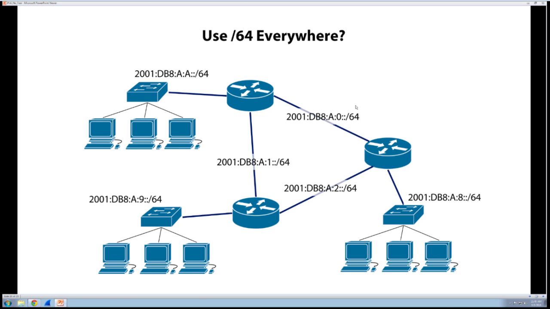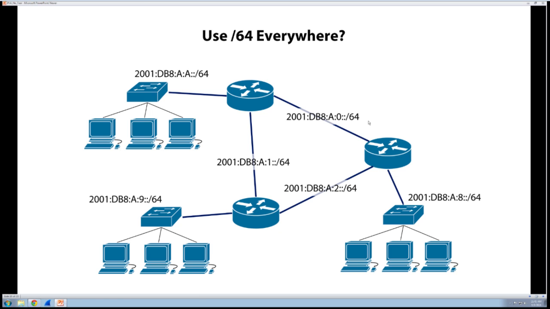Could these be /30s if we wanted? I'm sorry, not /30. Could we make these networks /126 if we wanted? That'll leave us 2 bits in our host portion. Yeah, we could do that. Except now we have a mishmash of subnet masks in our network, and we really didn't save much.